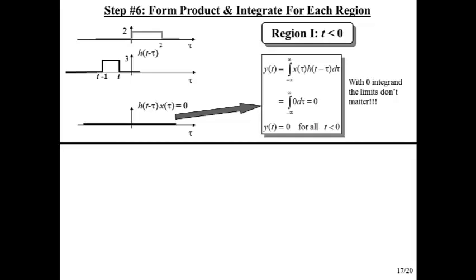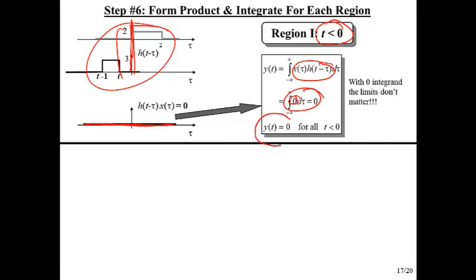Step 6 is for each one of these regions I need to form the product and figure out what the integral is. So remember, region 1 was t less than 0. So t less than 0 means this edge is always to the right of this edge. And so in that case, there are no non-zero parts that overlap, so the product is equal to 0. When I integrate that product, I'm integrating 0, so I get 0.